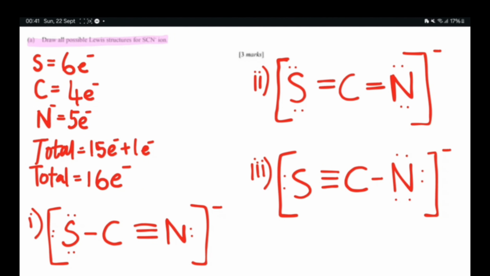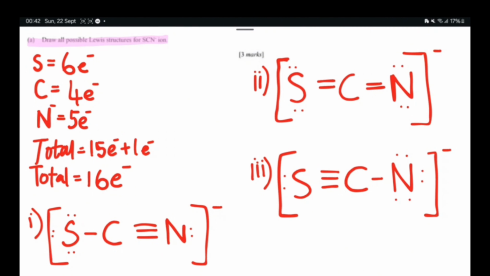And then for the second Lewis structure, the S will form a double bond with C, and nitrogen will also form a double bond with C. And then for the third Lewis structure, the S will form a triple bond with C, and the nitrogen will form a single bond with C. So in order to draw Lewis structures for an ion, we have to add brackets, and we have to show the charge of the ion.